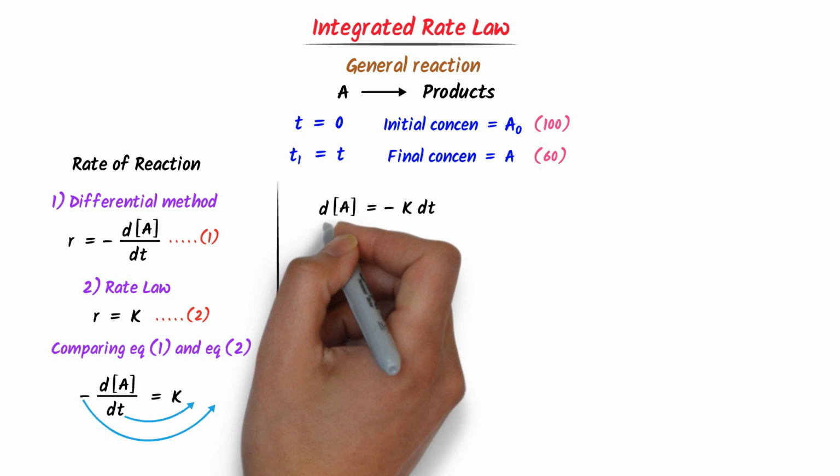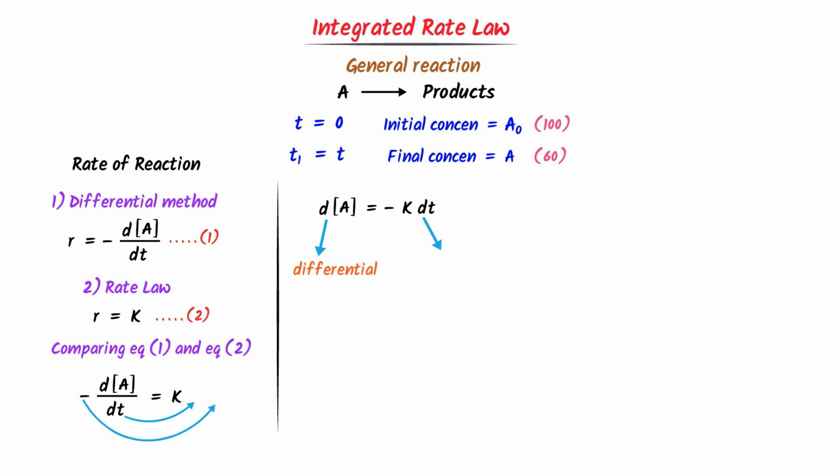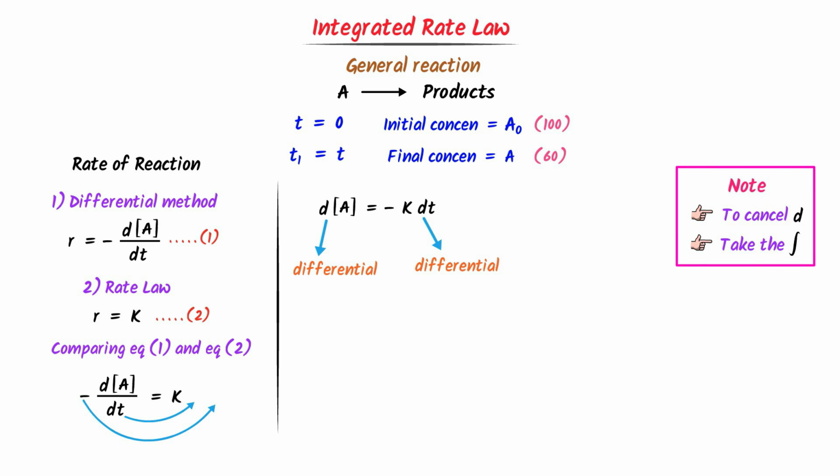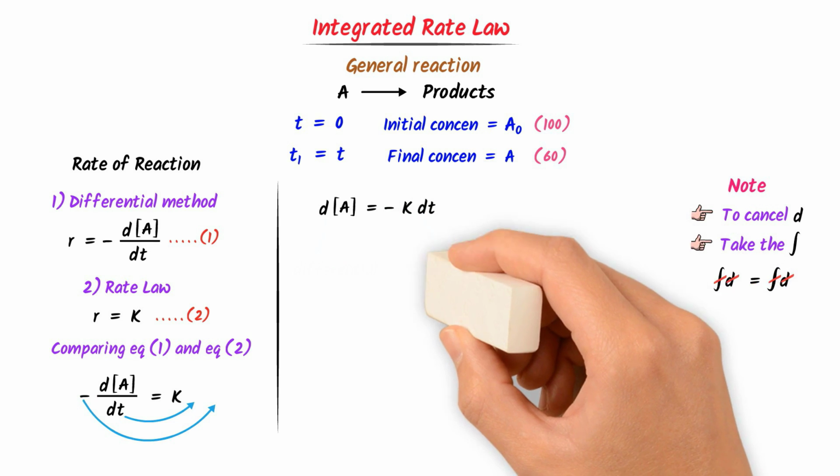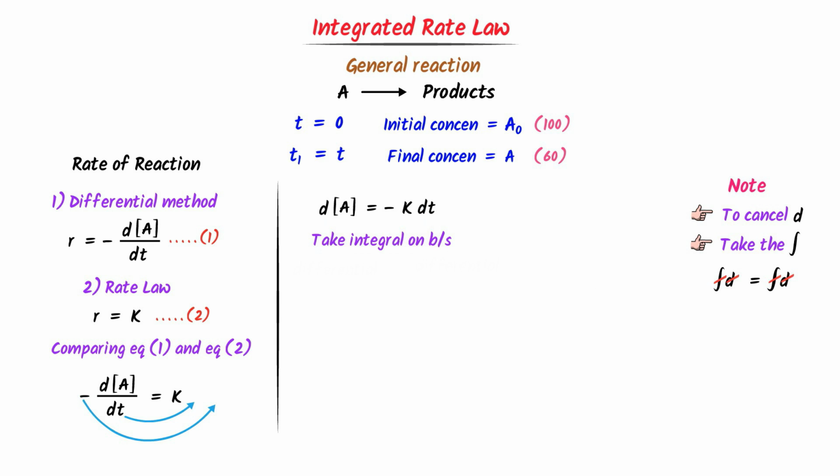Now listen carefully. This d represents differential and this d also represents differential. Note it down that if you want to cancel d or differential on both sides, you need to take integral on both sides. For example, I have d is equal to d. To cancel these two, we take integral on both sides. As a result, the integral and d cancel out. Thus remember that to cancel d on both sides, we take integral on both sides. I take integral on both sides and I get this result.